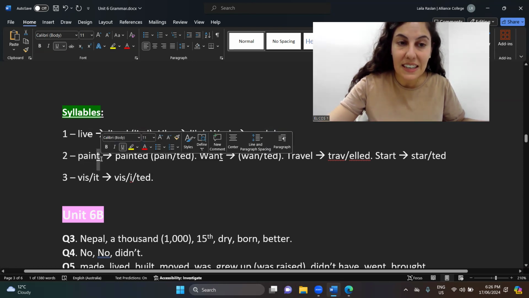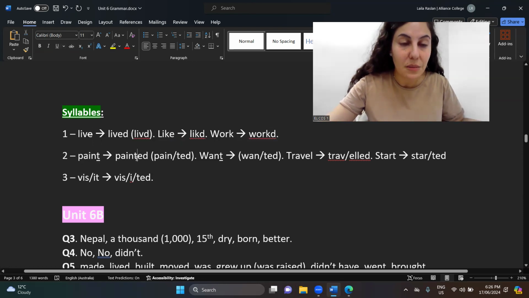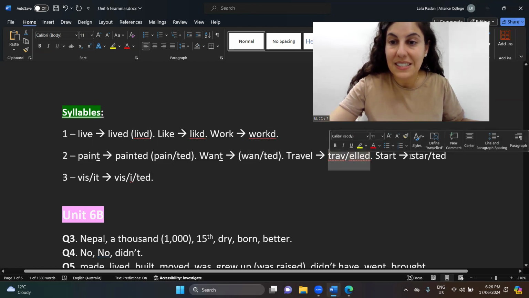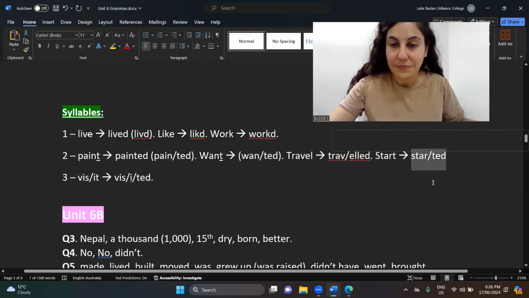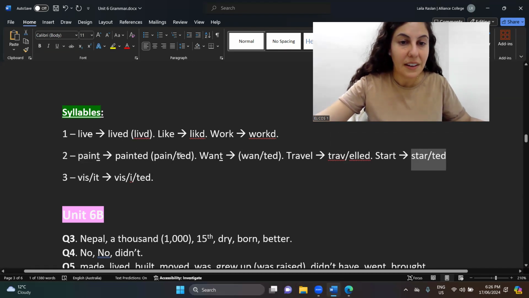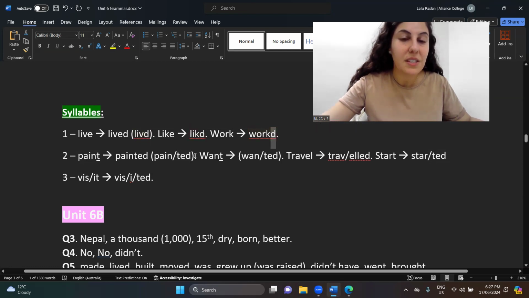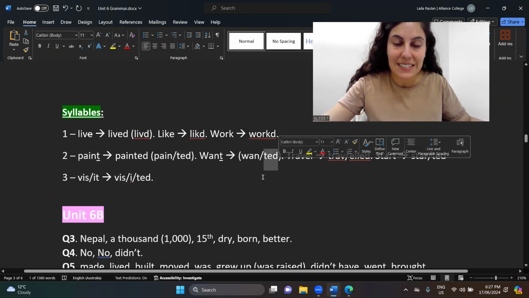If it ends in a T, then it's going to have a 2-syllable sound like painted, wanted, traveled, started. Okay, that's how we pronounce it. So there's a ted sound at the end. This was a d, lived, liked, worked, but this one is painted, wanted. There's a ted sound.